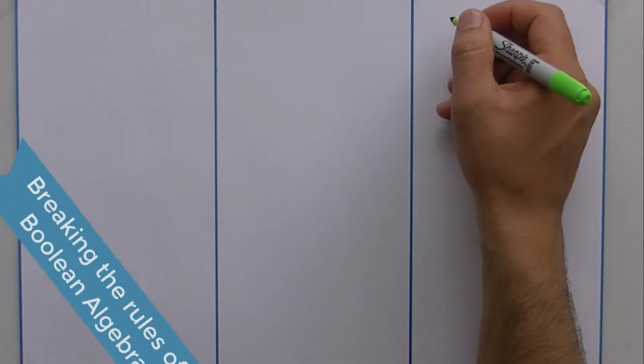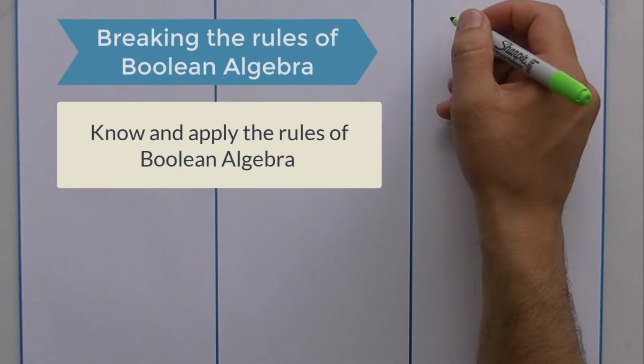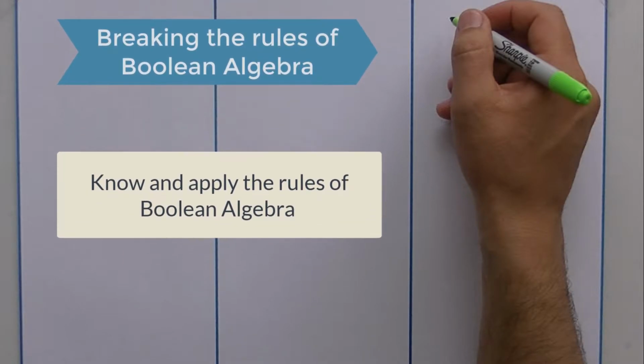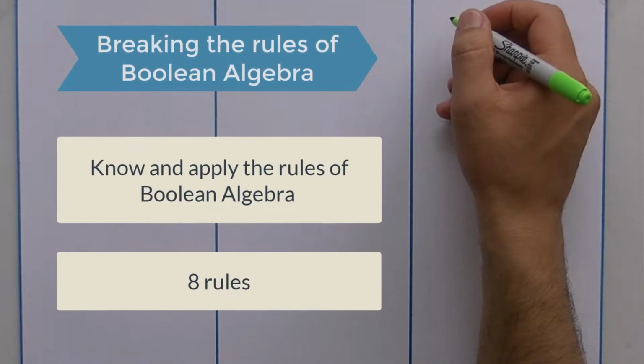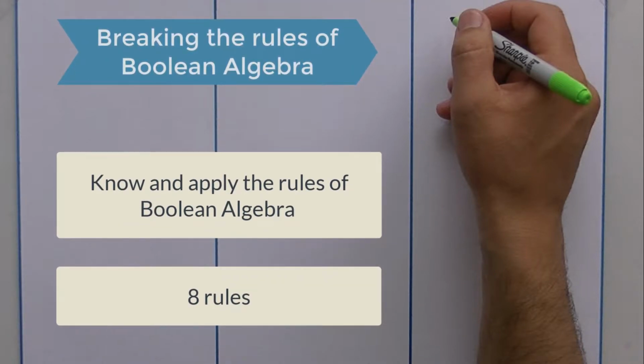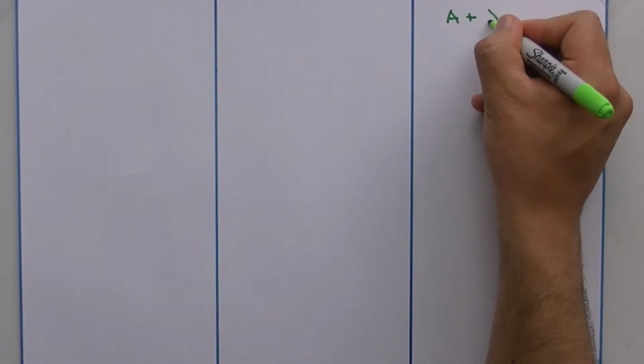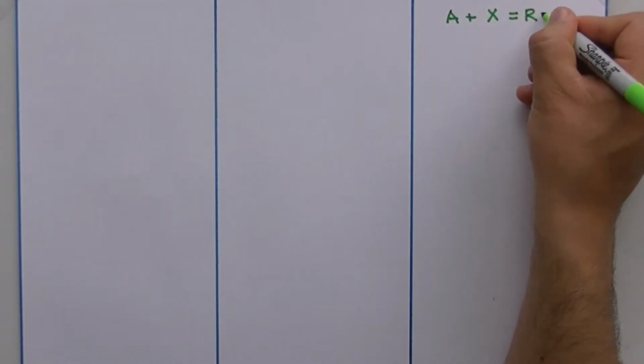As opposed to the title of this video, we encourage you to know and apply the rules of Boolean algebra. So we introduce you to the first 8 rules, which can be deduced from the AND/OR truth tables. First of all, let's examine 4 rules that are derived from the OR operation.